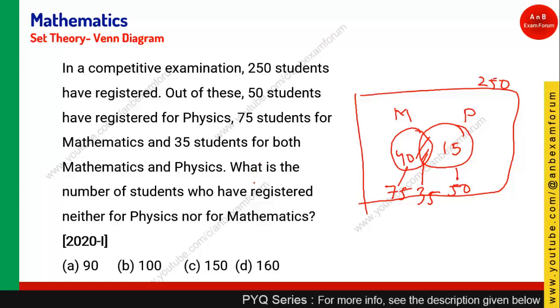Okay, so the question wants the number of students who have registered neither for physics nor for mathematics. So you need to find the blank portion. You need to complement this universal set, so you need to find this whole region. 40 plus 35 plus 15 is what? 40 plus 35 is 75, 75 plus 15 is 90. To complement it, 250 minus 90 is what? 160. So option D is the right answer. This blank portion represents those who have registered neither for physics nor for mathematics.